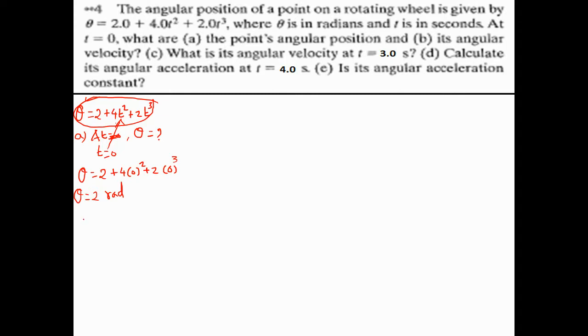Oh, it's easy. Okay, second question. At t is equal to 0, what is your angular velocity? That means again you are going to take the same time, but what they need is the angular velocity. So if you want to find the angular velocity, we know the formula omega, which is equal to d theta over dt. Am I right? So how can I write it, d over dt of the theta value. I'm going to substitute this value here, which is nothing but 2 plus 4t square plus 2t cube.